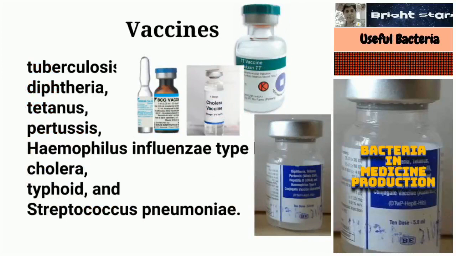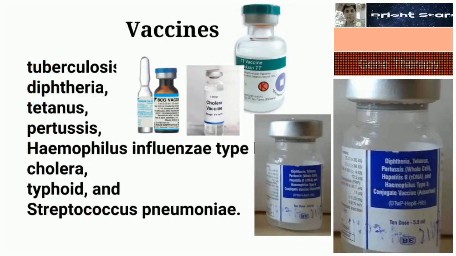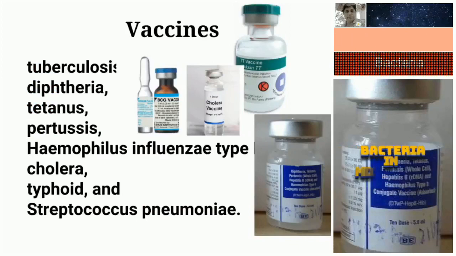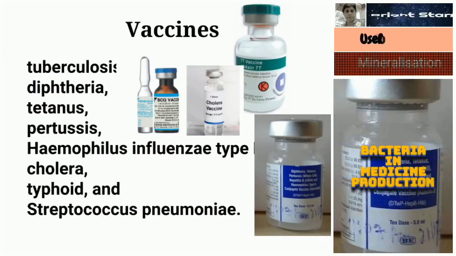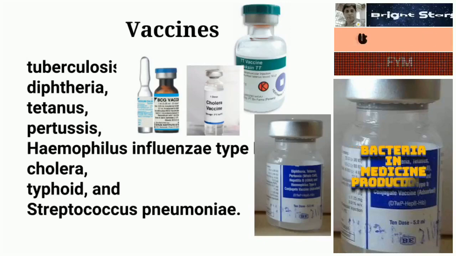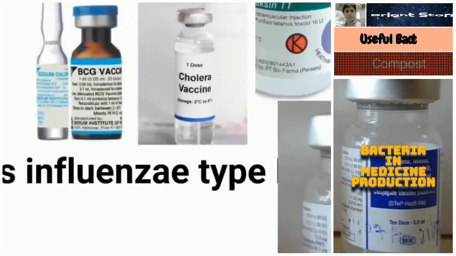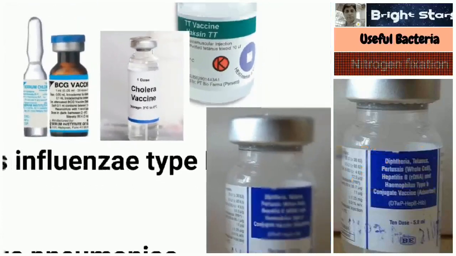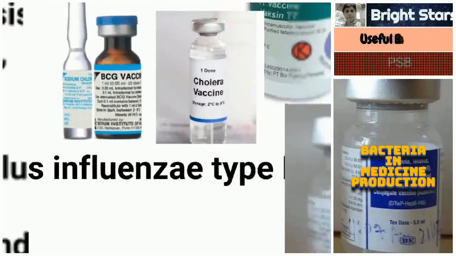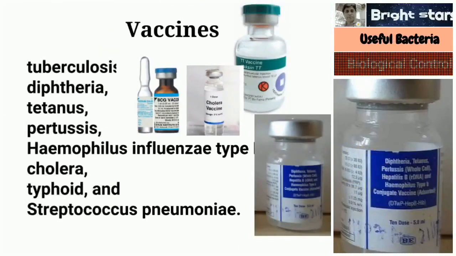Vaccines against tuberculosis, that is TB, diphtheria, whooping cough, tetanus, the TT injections we take, pertussis, Haemophilus influenzae type B, cholera, typhoid, Streptococcus pneumoniae. Against them different kinds of vaccines are there. They are all made from bacteria only. From bacteria, scientists produce these vaccines.